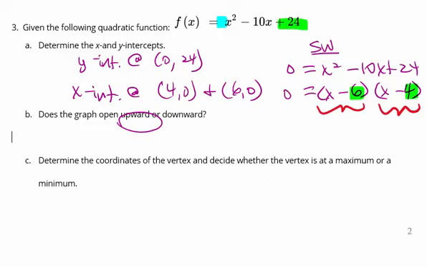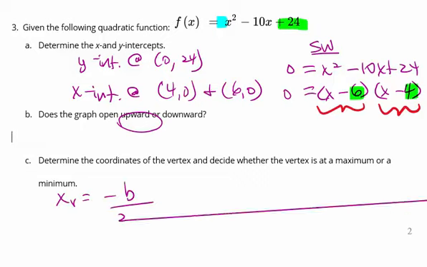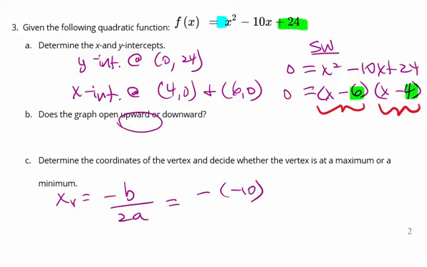And then part C, determine the coordinates of the vertex and decide whether the vertex is at a max or a min. Okay, we can use the vertex formula. X of v is equal to negative b over 2a. And b is negative 10, and a is 1. And so we end up with positive 10 over 2 times 1, or 10 over 2, which is 5. That's the x-coordinate of the vertex.